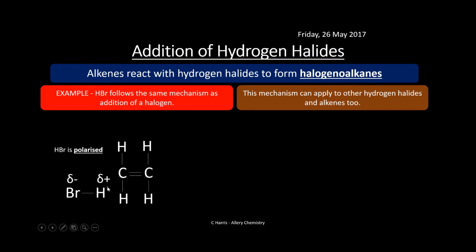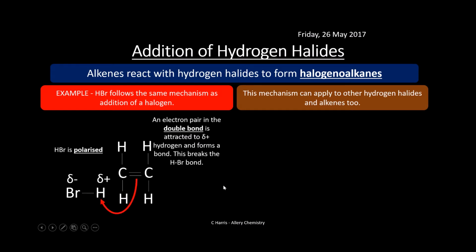Now this is polarized. This is a permanent polarity, so there's no inducement about it. We've got a delta positive permanently on the hydrogen and a delta negative on the bromine. And then we've got that double bond, loads of electrons in that double bond. That's attracted to the delta positive hydrogen, which is then going to break this bond here. So it's the same as the bromine mechanism as we've just seen.